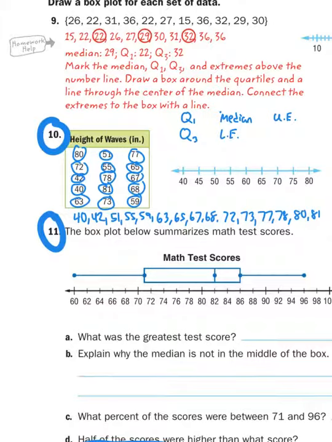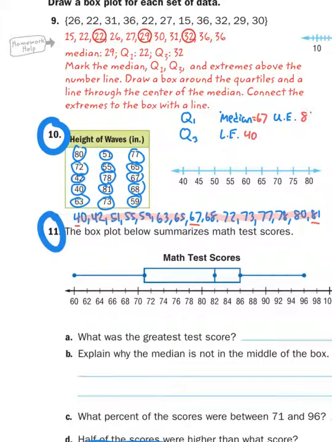Now, the first thing I notice is there's 15 numbers, because I did 1, 2, 3, 4, 5 times 3. And if 15 is odd, there's going to be 1 in the middle. So that means I'm going to have 7 lower ones. Oops, I don't want to use the pen. Highlighter. So 1, 2, 3, 4, 5, 6, 7. And I'm going to have 7 upper ones. 1, 2, 3, 4, 5, 6, 7. And that leaves my middle of 67. So my median is 67. Now my lower extreme is 40 and my upper extreme is 81.